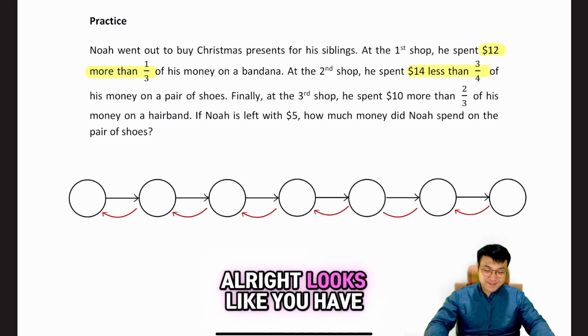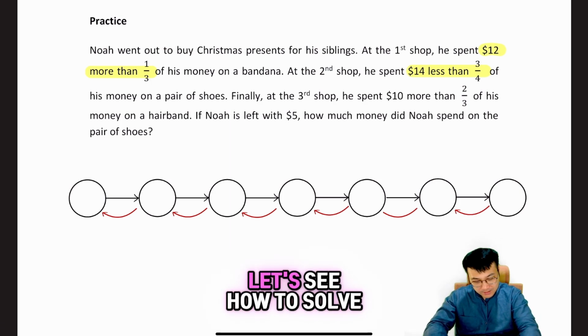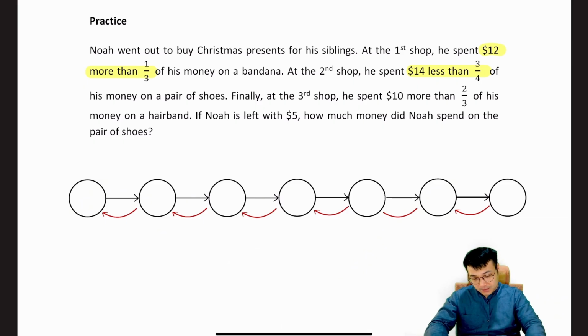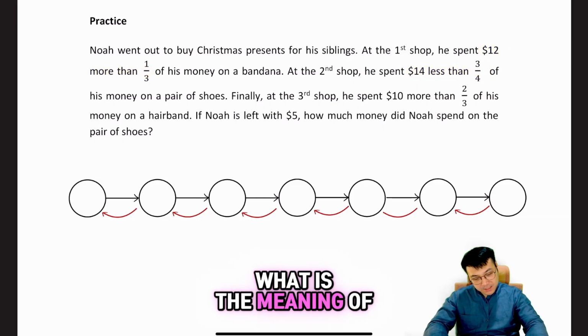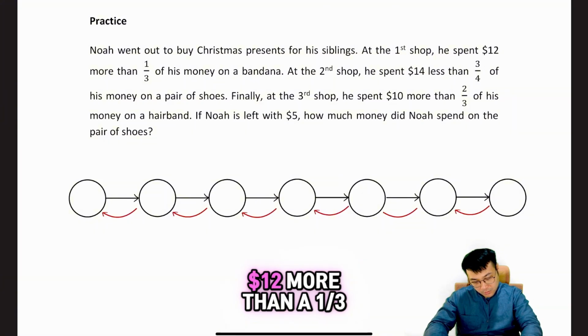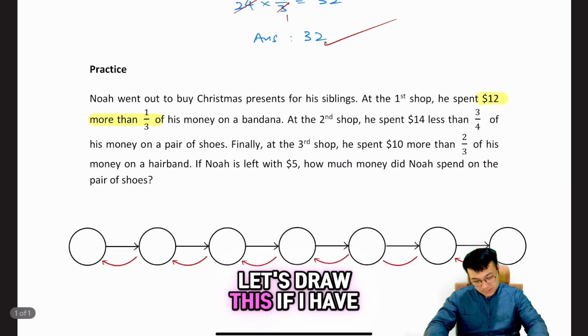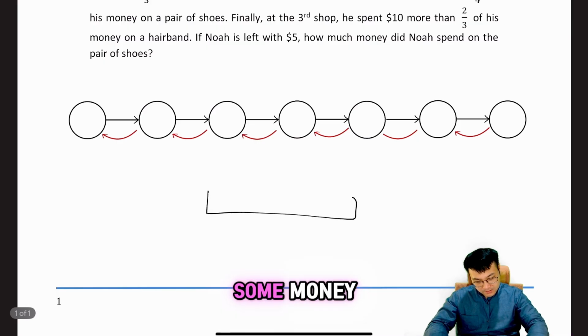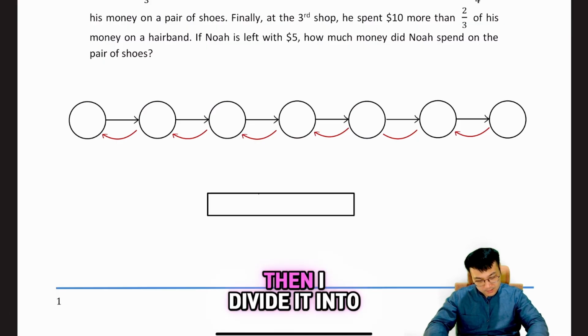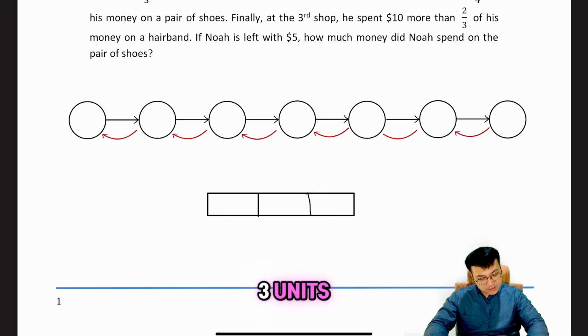All right, looks like you've tried the question out. Let's see how to solve it, okay? Firstly, I would like to ask you, what's the meaning of $12 more than 1/3? Let's draw this. If I have some money, then I divide it into 3 units.